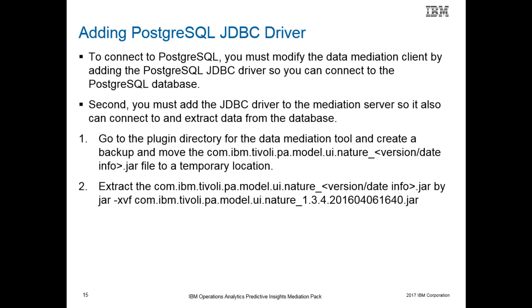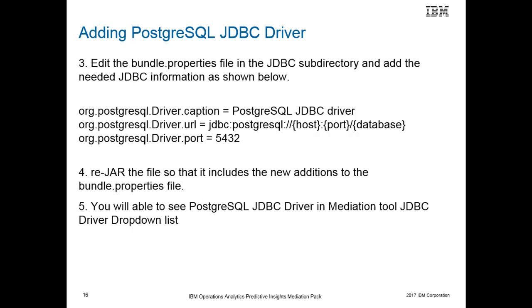You must create a backup of the com.ibm.tivoli.pa model.ui.nature jar file and extract the jar by using the command shown in step 2. You will then edit the bundle properties file by adding the lines shown on the slide. Finally, rejar the file so that the new additions to the bundle properties file take effect. You should now be able to see the PostgreSQL JDBC driver in the Mediation Tool JDBC driver drop-down list.